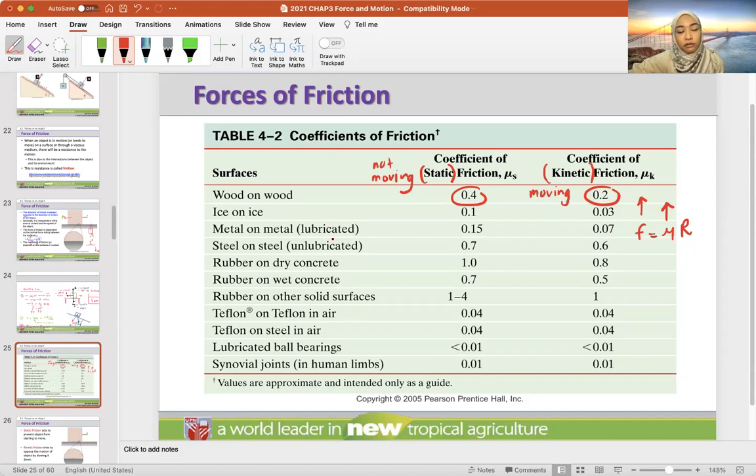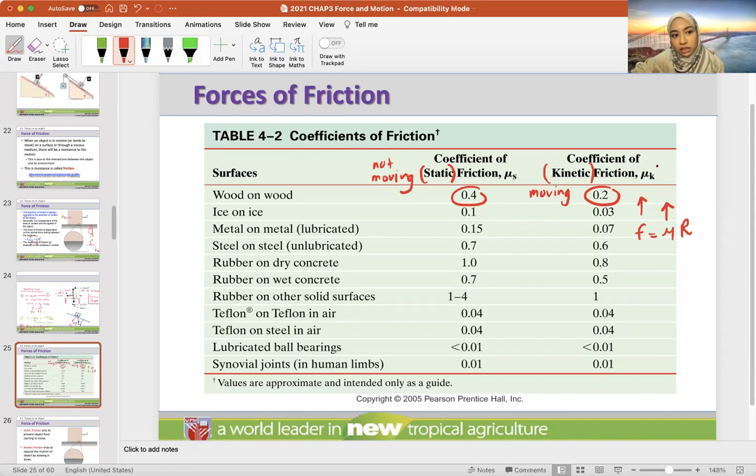The tendency of movement actually already has resistance. You want to start moving, dah ada friction dah, sebab nak bangun tu pun ada geseran. Nak bergerak, berdiri tu pun ada geseran. So that is your static friction.